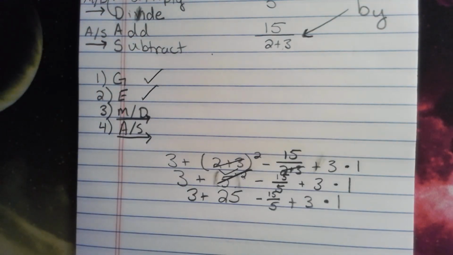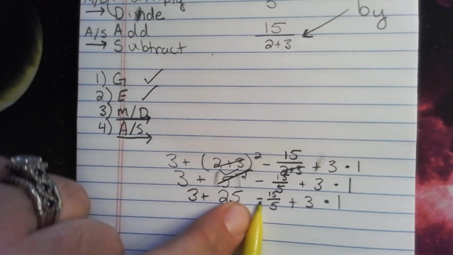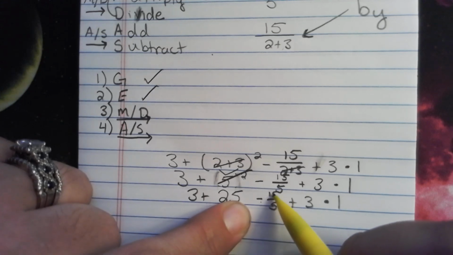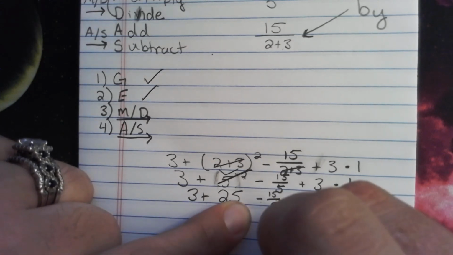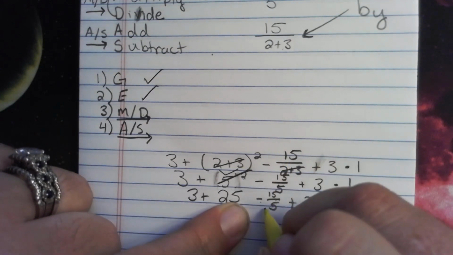Great. Wonderful. Now we're going to move on to multiplication and division. And again, we're going to go left to right. So this is addition. This is subtraction. But we have these two. This is divided by. So 15 divided by 5 equals 3. All right. And then we can cancel this out.